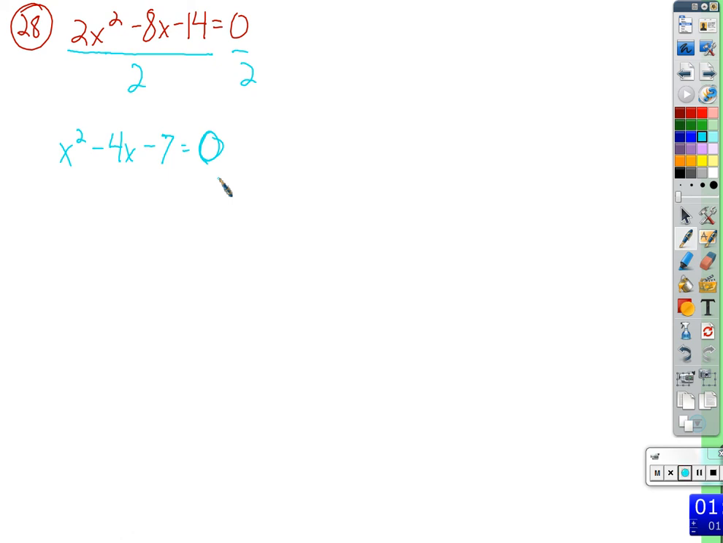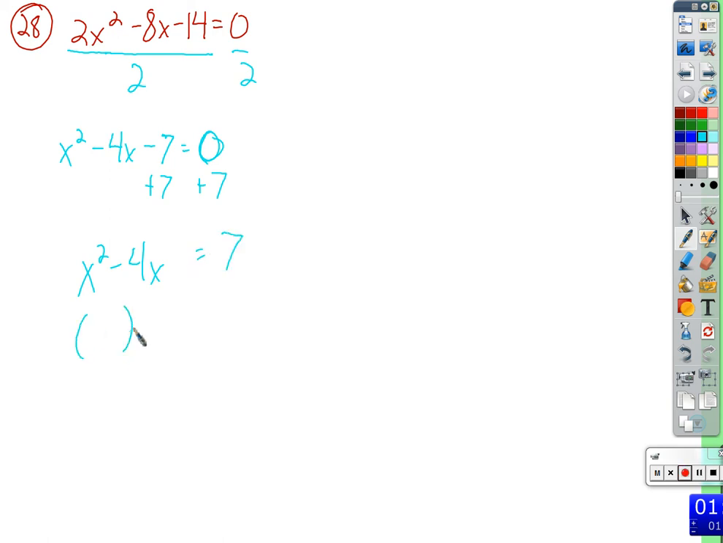Not going to be able to factor that. So we're going to have to complete the square. What'd you say? You add 7. That's a good practice. If you're going to do completing the square, just cancel out that constant and get the constant that you want to have there. x squared minus 4x equals 7.